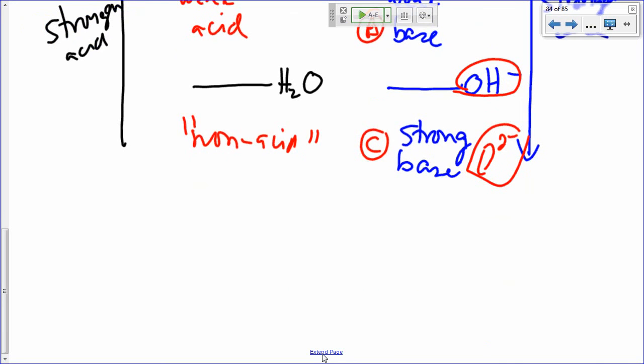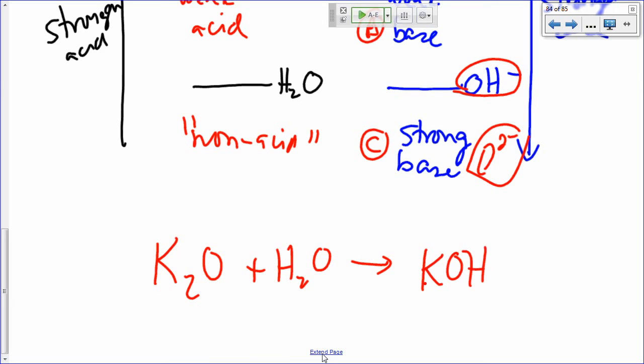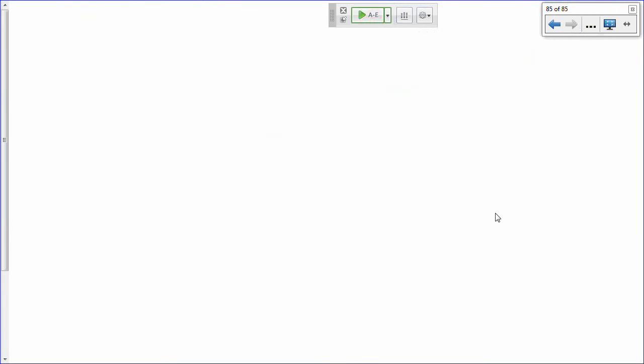So if I told you I put potassium oxide in water, what would happen to it? Your oxide will immediately pick up protons from water. It will give you potassium hydroxide. Okay, so this is your balanced equation. Metal oxide plus water gives you metal hydroxide. Okay, and that's it.